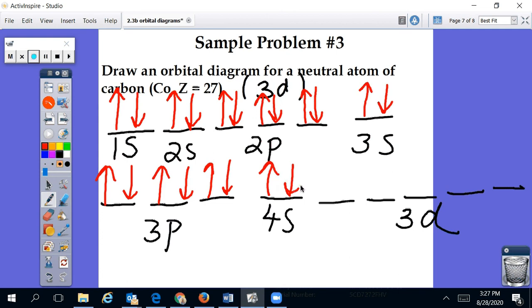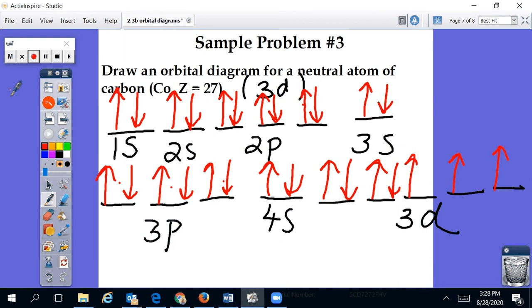4s, fill. Okay, let's count how many where we are. 2, 4, 6, 8, 10, 12, 14, 16, 18, 20. So I need 7 more. Okay, now watch how I fill the 3D. 1, 2, 3, 4, 5. Now I have to pair 6, 7. So this is an orbital diagram for cobalt, which is Z equals 27.